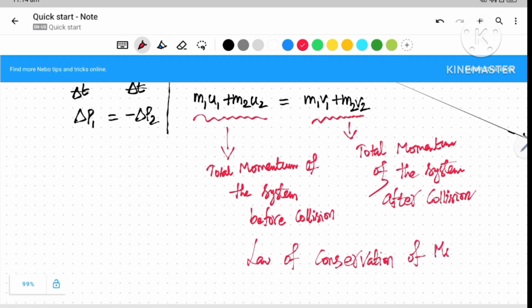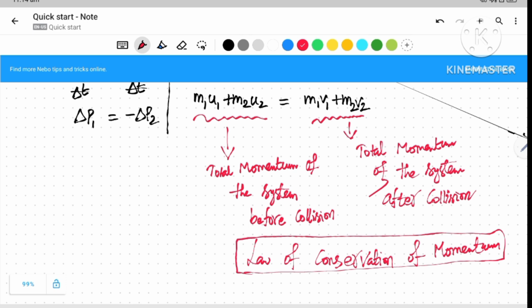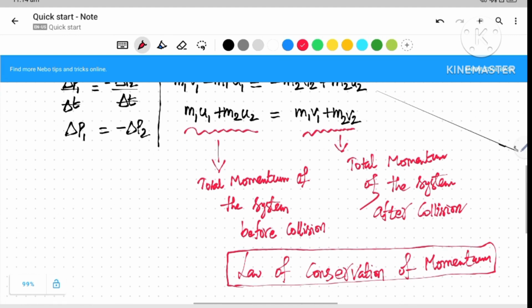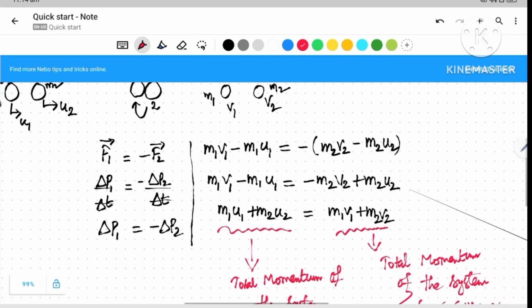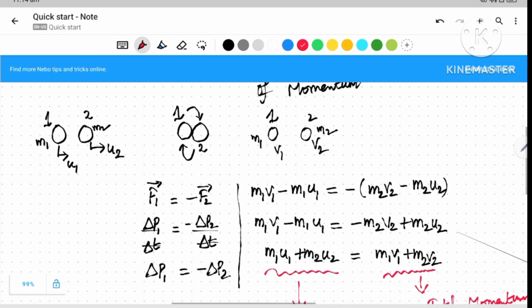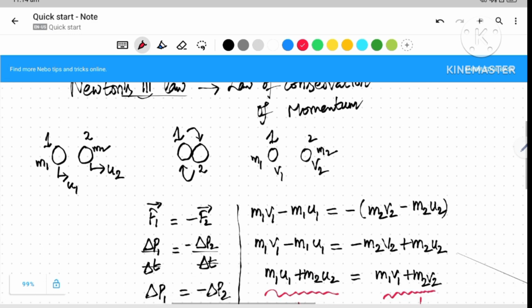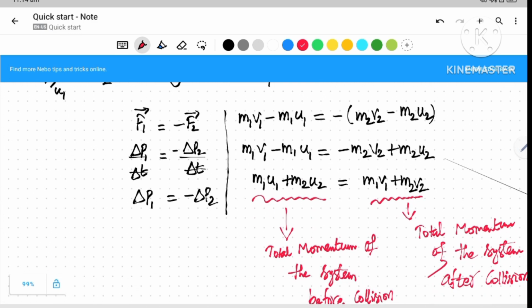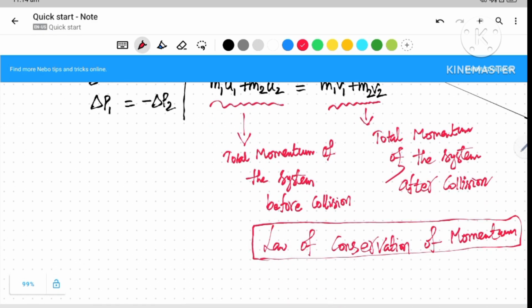So one of the applications of Newton's third law is the law of conservation of momentum. When there is no external force acting on the system, and you consider only internal forces, then the total momentum of the entire system is conserved. Meaning the total momentum before the collision is equal to the total momentum after the collision. I hope it gave you some insight related to Newton's third law and its application.